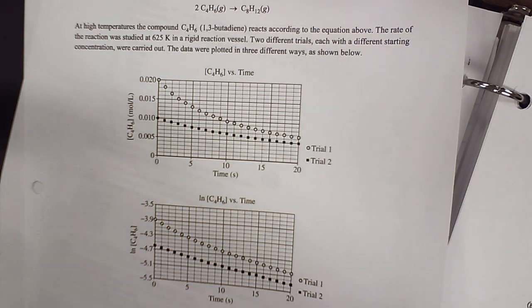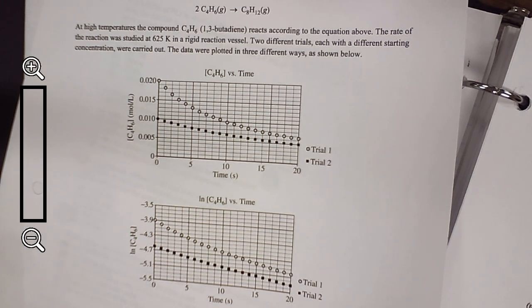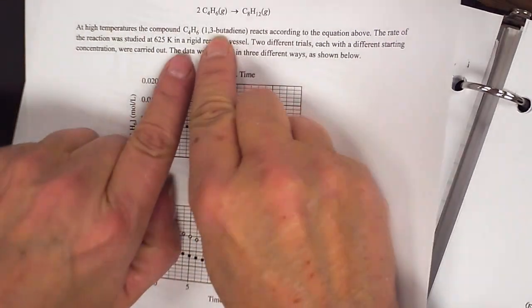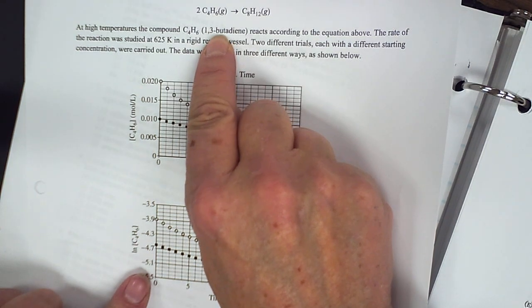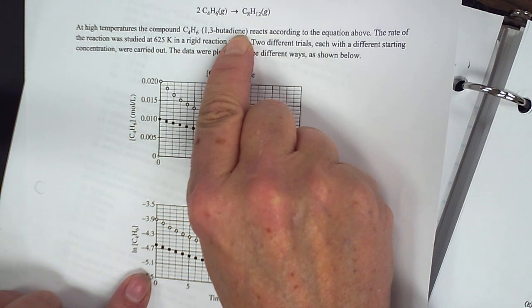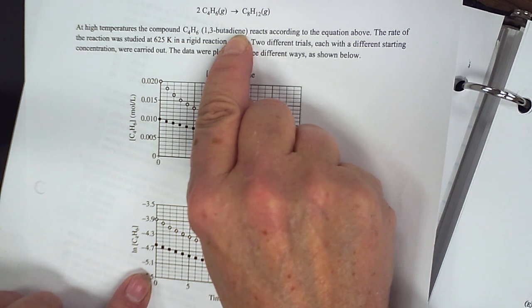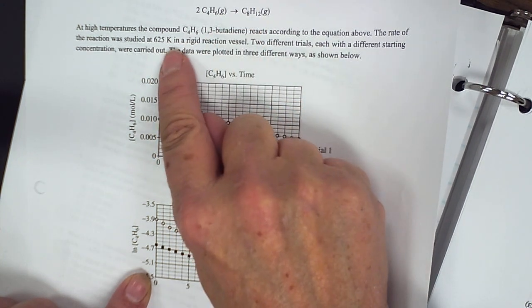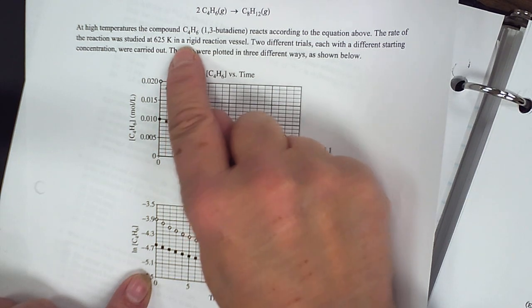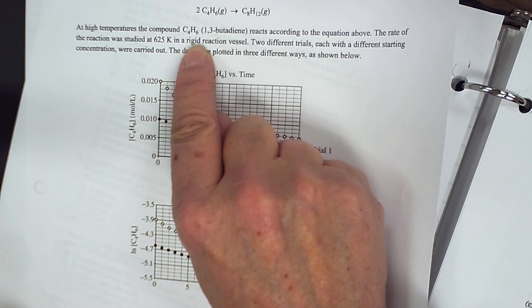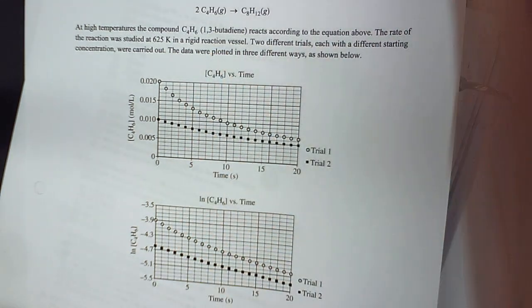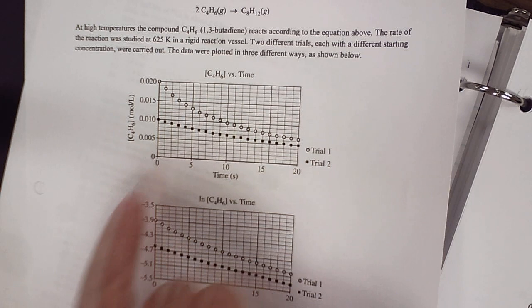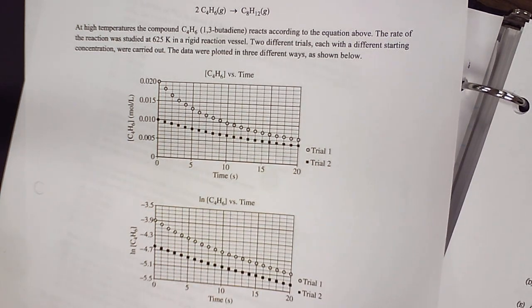All right, at high temperatures, the compound 1,3-butadiene, look, buta, four carbons, right? Butadiene. Okay, so it has two double bonds, see that? It reacts according to the equation above. The rate of the reaction was studied at 625 Kelvin. I'm going to have to move it up because there's 3 graphs, so write that down, 625 Kelvin. In a rigid reaction vessel. 2 different trials, each with a different starting concentration, were carried out. The data were plotted in 3 different ways as shown below.